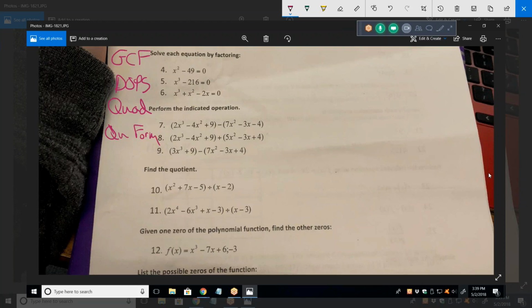Well, on number 4, is there a greatest common factor? Isn't it 7? Nope. There is no greatest common factor of 7. I cannot divide x squared by 7 and have it come out to be even. It's not a whole number. Greatest common factor of 49. There isn't any. How about DOPS? Is this difference of perfect squares?